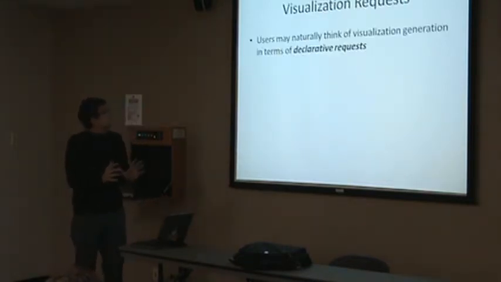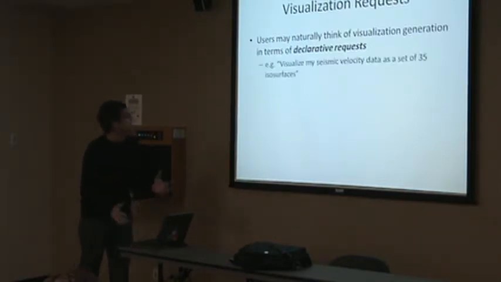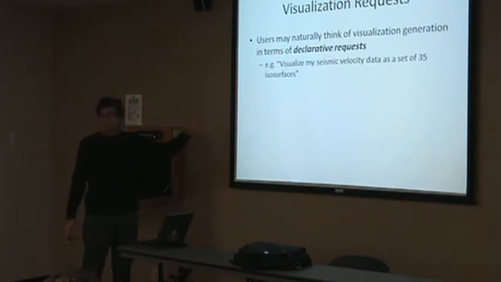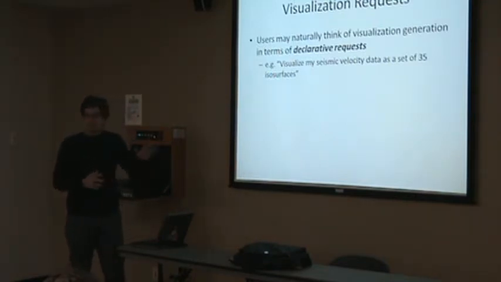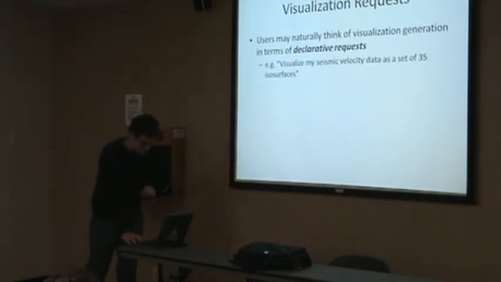So the premise of this work is that we think users naturally think of visualization generation in terms of declarative requests, meaning users know what they want, but they may not necessarily know how to generate what they want, by either writing a program or a pipeline, as you'll see. For example, a seismologist who has velocity data might be thinking, well, I want to visualize my seismic velocity modeled data as a set of 35 isosurfaces. So here you see this is purely declarative. They're specifying what they want: their seismic velocity projected as isosurfaces, 35 of them exactly, a property of that. Nowhere does it say anything about how I'm going to generate that.